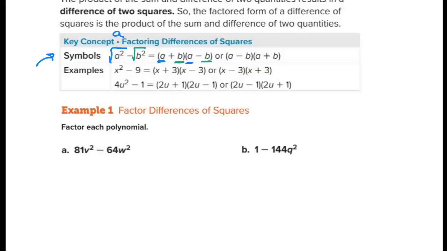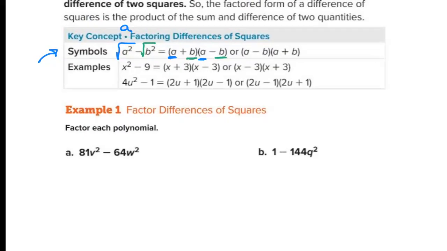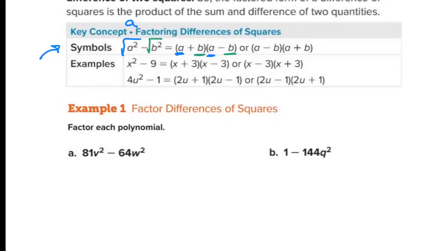Okay. All right. So you take the square root of each one of those. For the first factor, you put a plus sign in between. And for the second factor, you put a minus sign in between. Or you could switch it. It really doesn't matter. Okay. But usually I always put the plus sign first and the minus sign second. All right. So let's take a look at the next example.